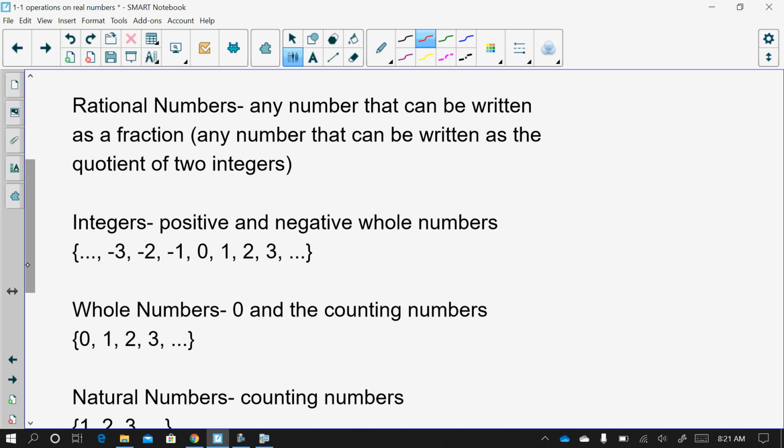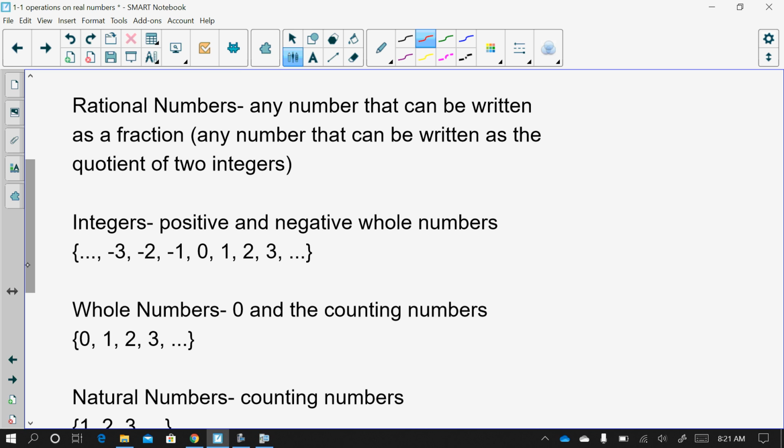Okay, so integers are positive and negative whole numbers. Notice I have dot, dot, dot, and then -3, -2, -1, 0, 1, 2, 3, dot, dot, dot. Those dot, dot, dots mean they go on and on forever. So those are the integers.